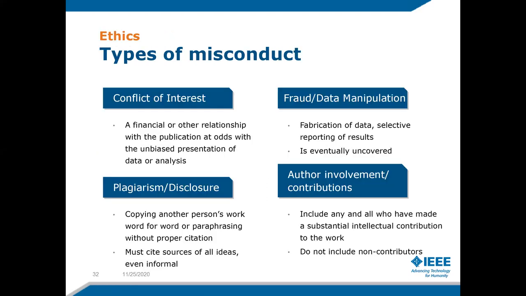For example, the types of misconduct include conflict of interest, fraud, data manipulation, plagiarism, disclosure, and also involvement and contribution. I think right now, everyone should know this very well, right? One thing we need to know is that this is a very serious issue. Right now in Manuscript Center, we have CrossCheck, so this can be found very easily. And we normally have an editor-in-chief rejection if there is a problem.